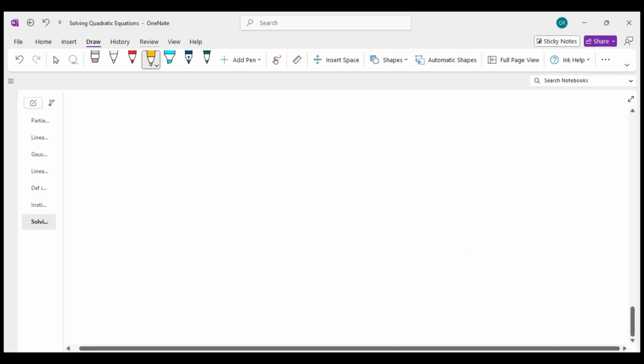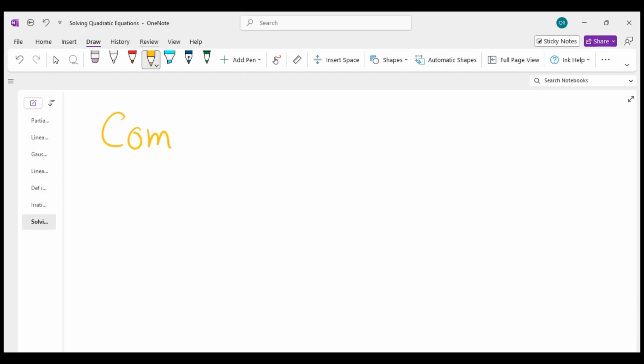So now moving on to our third way to solve quadratics, and that is by completing the square.